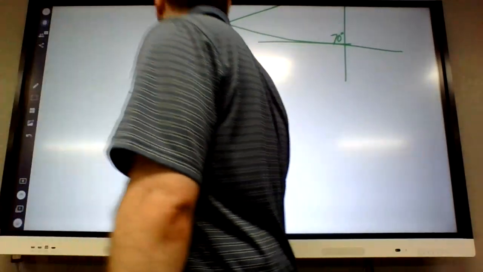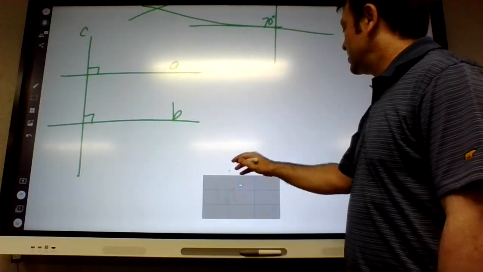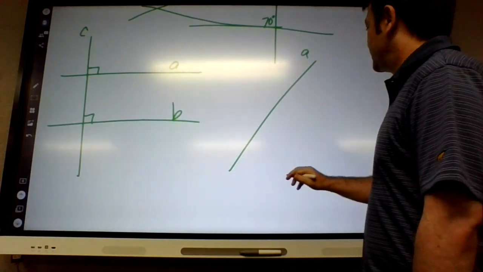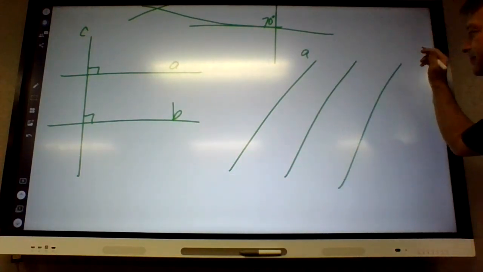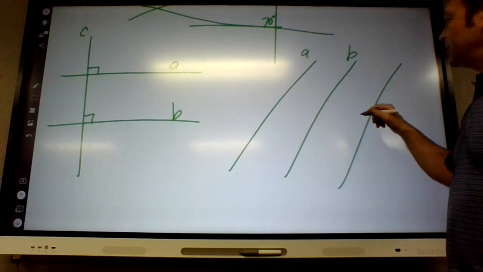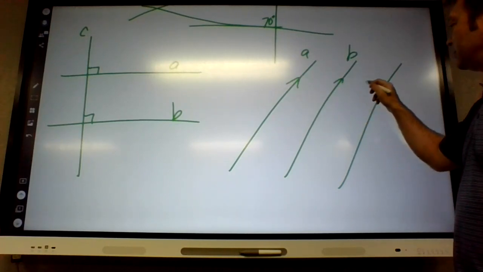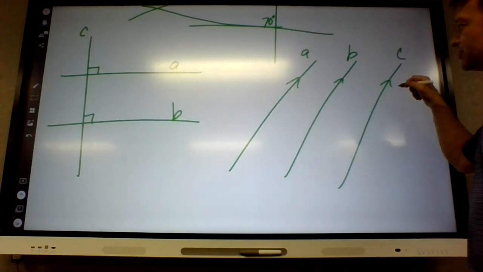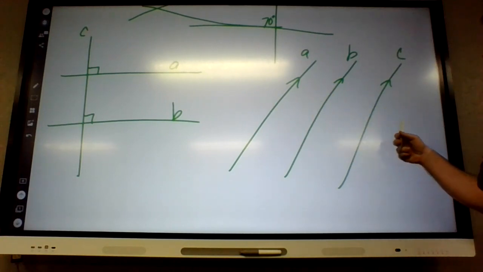Oh, yeah, I did skip one. This one is not as useful, but it's kind of like the transitive property. If A is parallel to B and B is parallel to C, then guess what? They're all parallel. A is parallel to C.